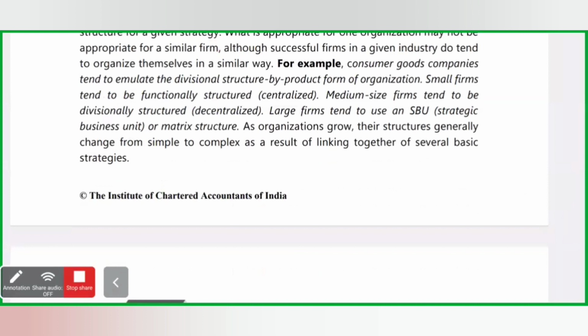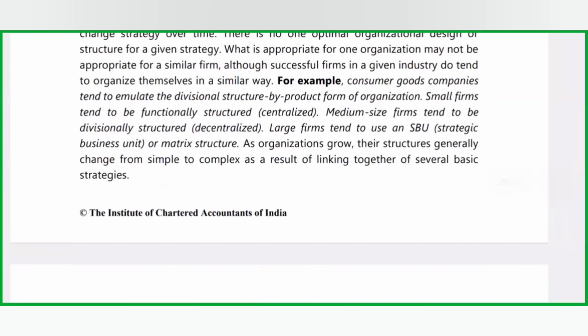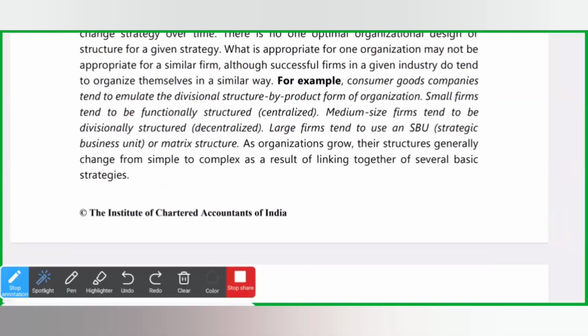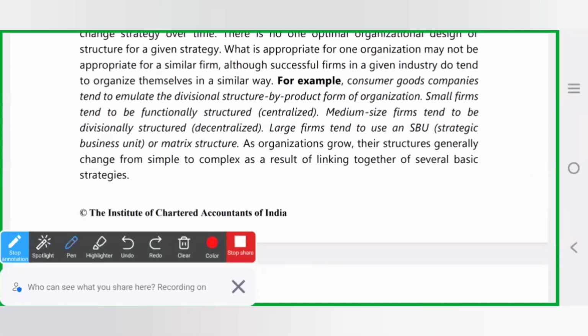So here again, division is given in comparison with small size firm, mid-size firm and large firm, wherein it is clearly told that consumer goods companies tend to emulate divisional structure by product. So small firms में क्या होता है? It is functionally structured, that is centralized. Mid-size firms tend to be divisionally structured, that is decentralized, and in large firms every unit is a separate independent unit, that is called strategic business unit or matrix structure.